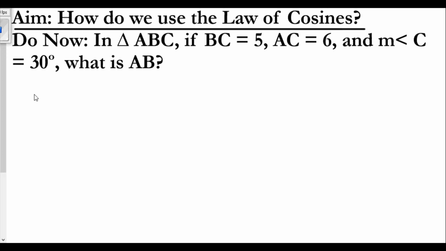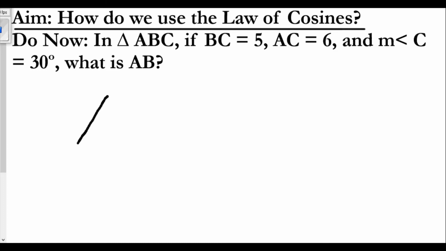And in this case, you are thinking, if there was law of sines, is there a law of cosines? And the answer is yes. So let's now take a look at this triangle. We have triangle ABC, where BC is 5, AC is 6, and the measure of angle C is 30 degrees. What is the measure of AB?